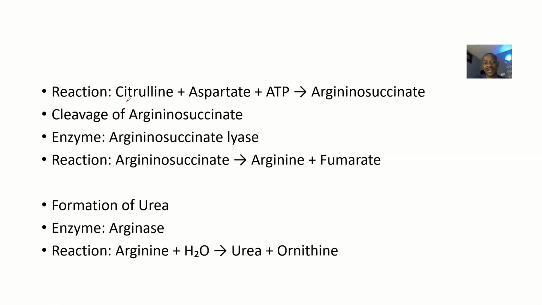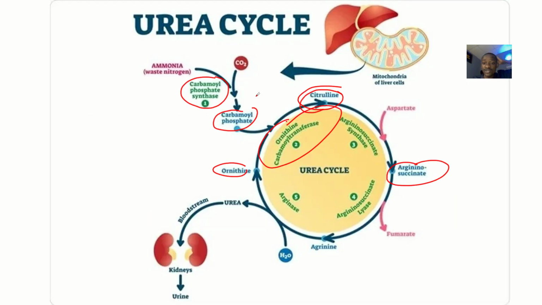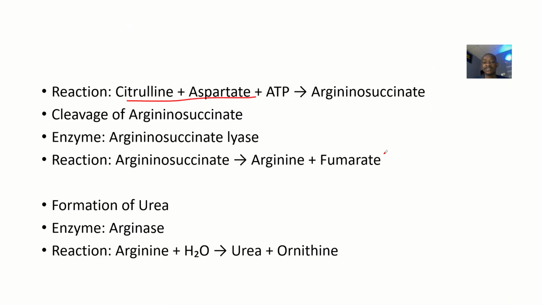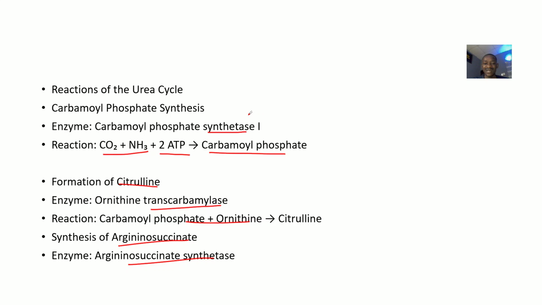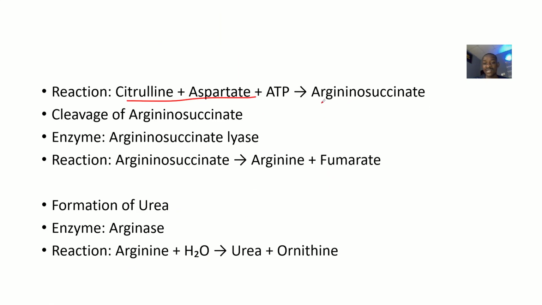I took the reaction here; I was supposed to put it on this other side. So the reaction here is that the citrulline that was formed will combine with aspartate that is coming from outside. The enzyme here is argininosuccinate synthase, and they will combine to form argininosuccinate. So you have to draw that and be following me up.